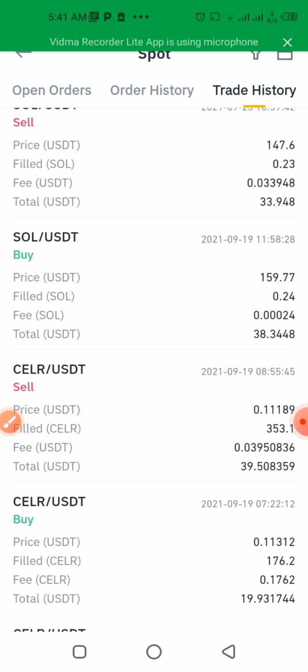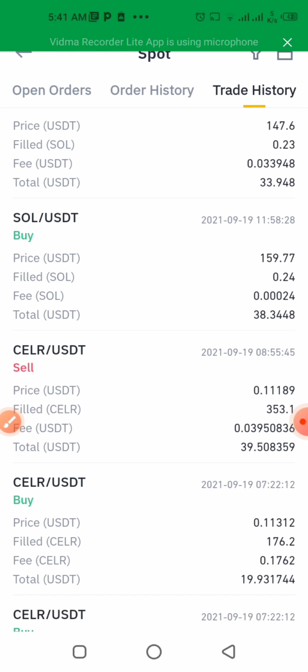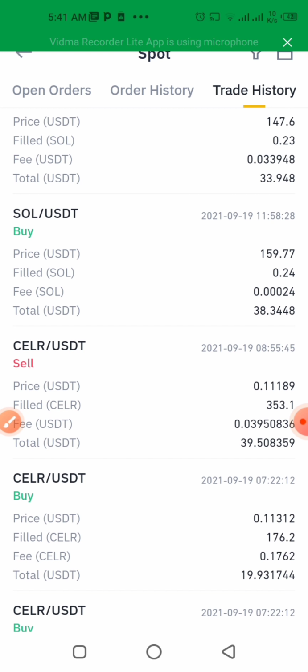The price of USDT, this price of USDT here. Now I've told you that when you're buying any coin, the fee that they're going to deduct, they will deduct from that very coin that you're buying. You deduct the transaction fee from the coin you're buying. But when you're selling, they will make the deductions from the USDT that you're going to get your money from.